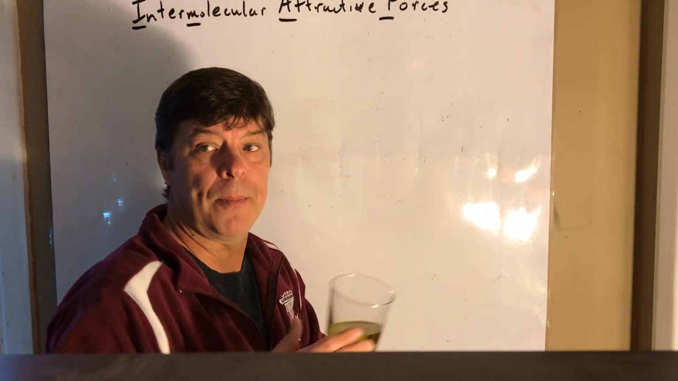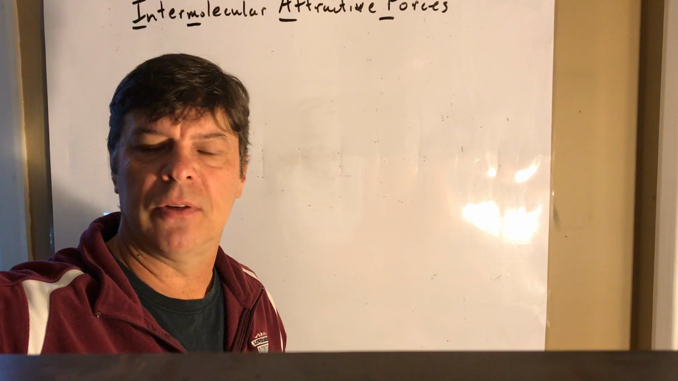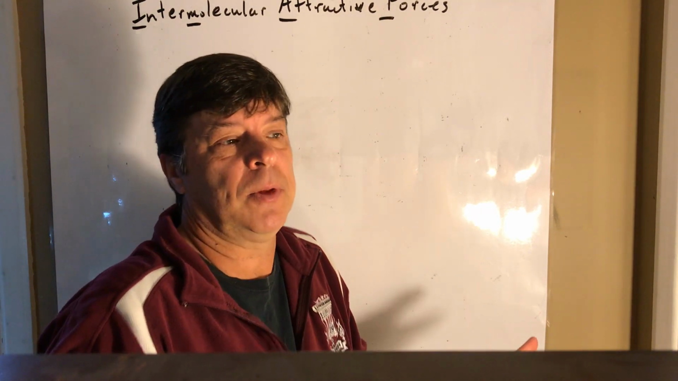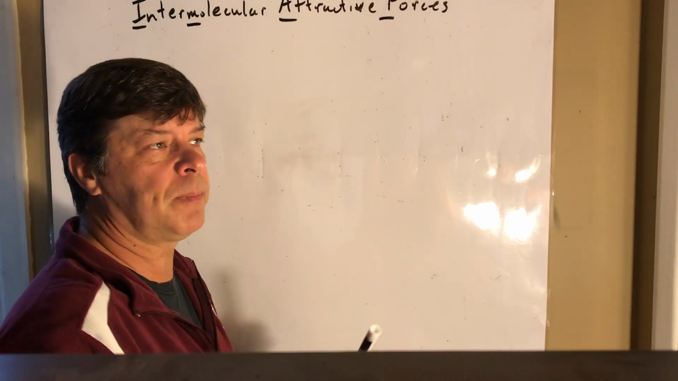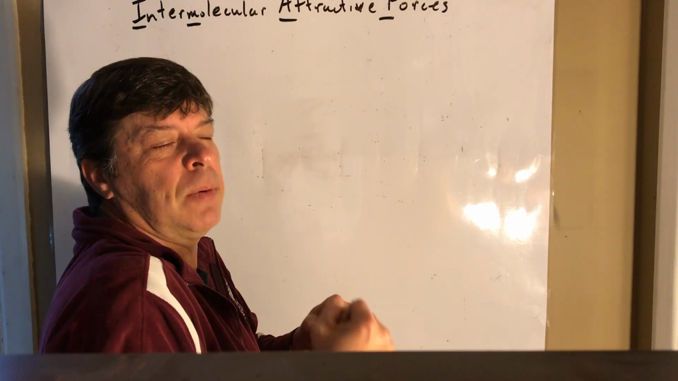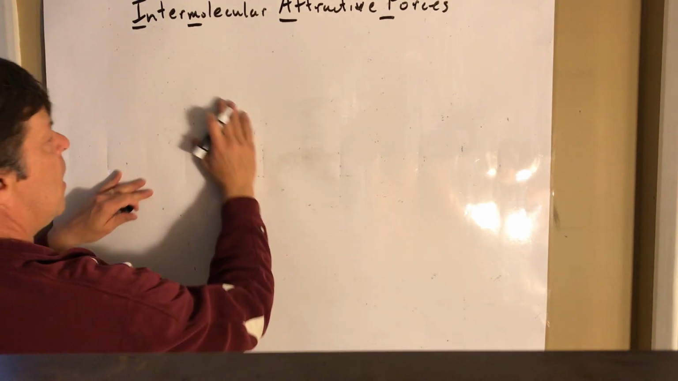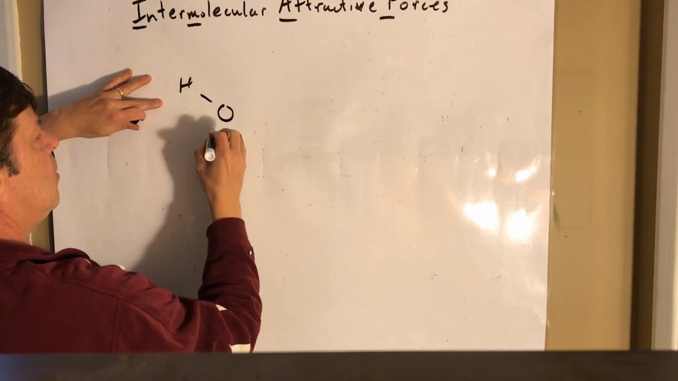Let's first talk about how it is possible that oxygen can be dissolved in water, because oxygen has to be dissolved in water for fish to survive. So let's look at how water is able to keep oxygen in solution. Let's think about a water molecule. A water molecule looks like this.